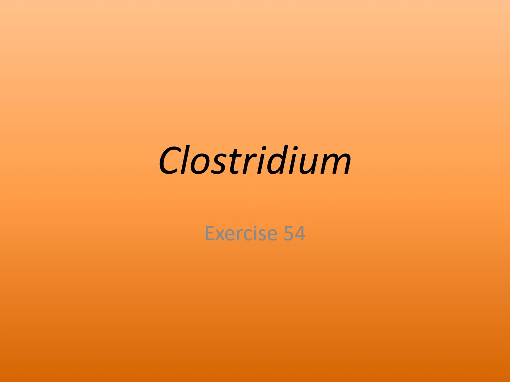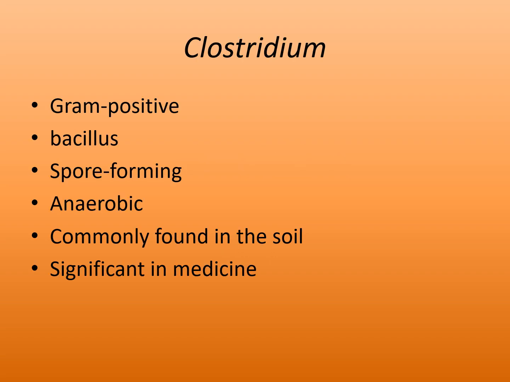Clostridium is another one of the types of bacteria that we're going to see if we can isolate from a soil sample. Clostridium is gram-positive bacteria. They are bacillus shaped. They are spore forming. They tend to be anaerobic, very commonly found in the soil, and they do have very strong significance in the medical microbiology field.